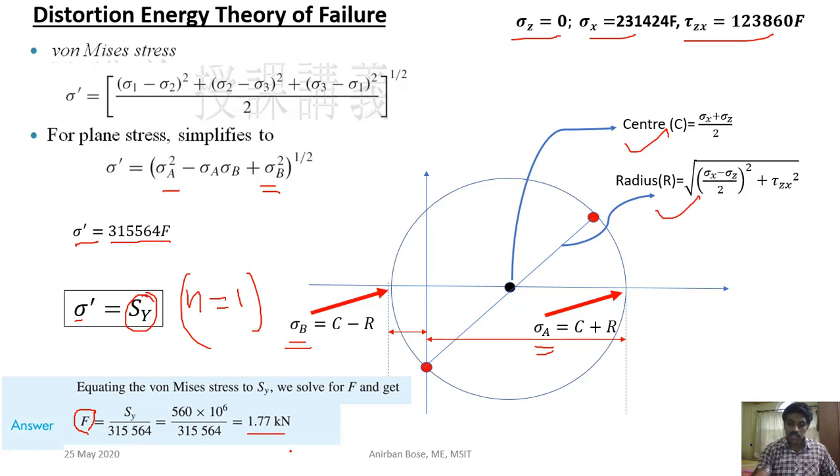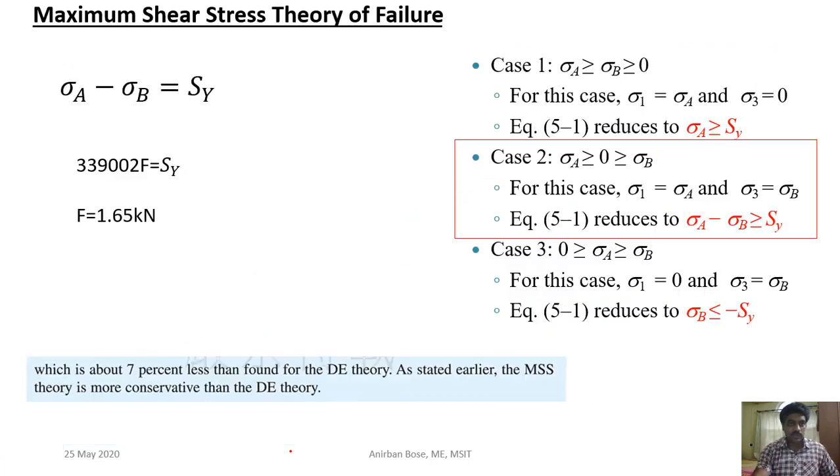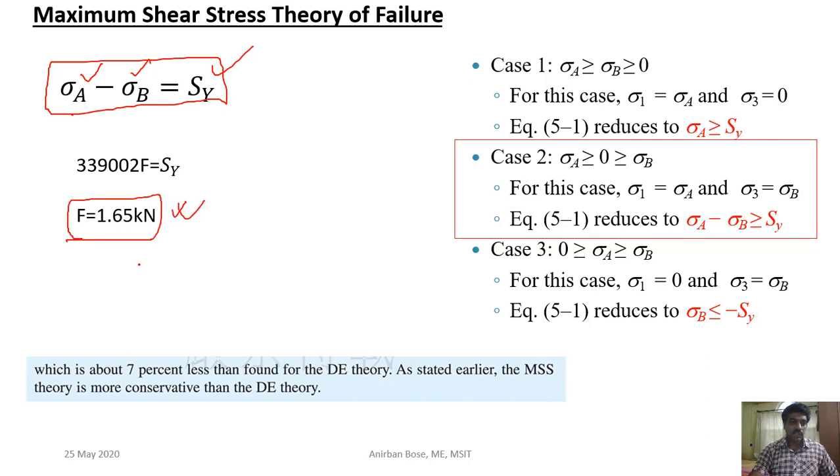You can also use the maximum shear stress theory for that problem, and if you do that, according to the maximum shear stress theory, sigma A and sigma B you already know, Sy you know, so you can find out F from this expression. And what you can see is that the maximum shear stress theory is much more conservative, because if you compare with respect to this one, it is giving a lesser value. Okay.